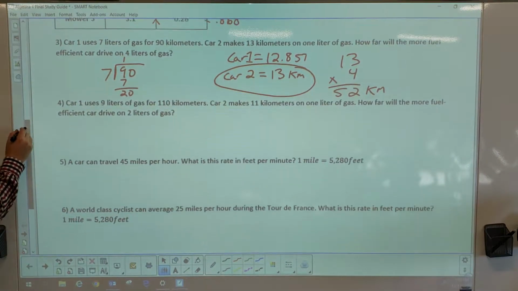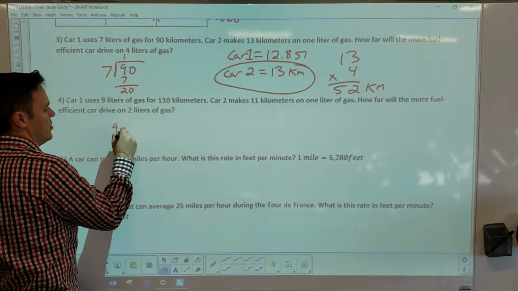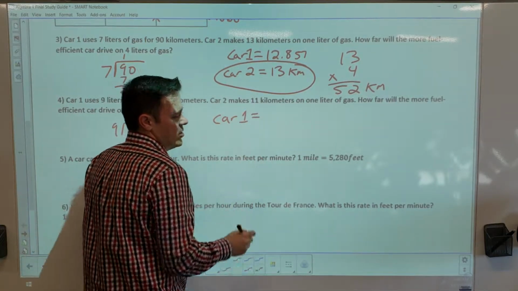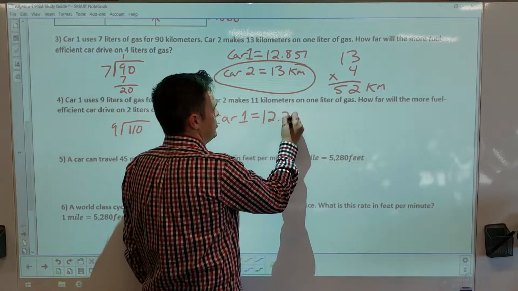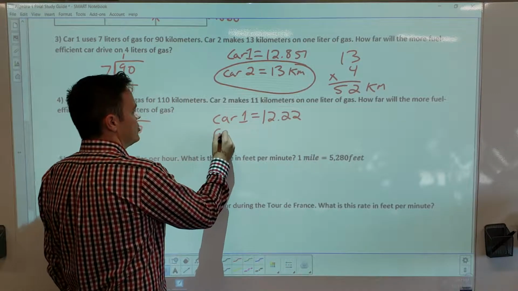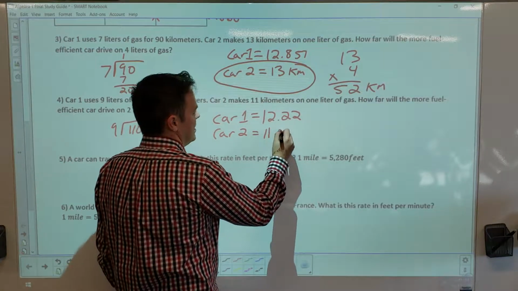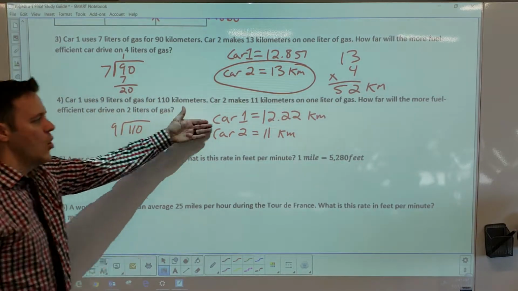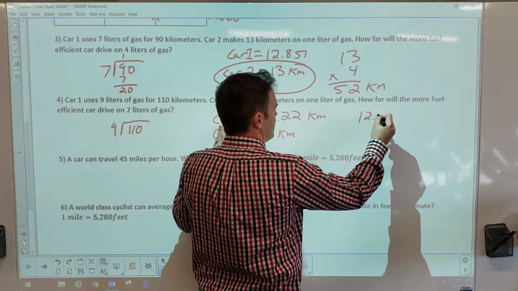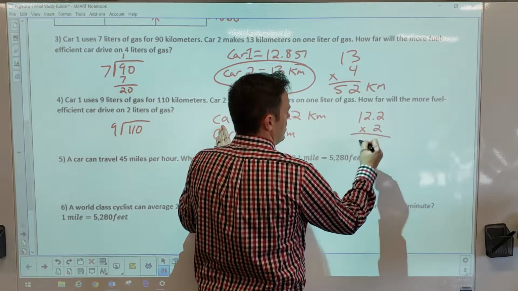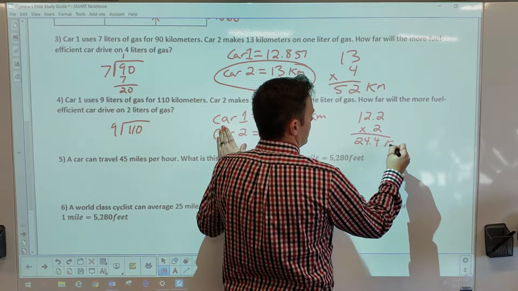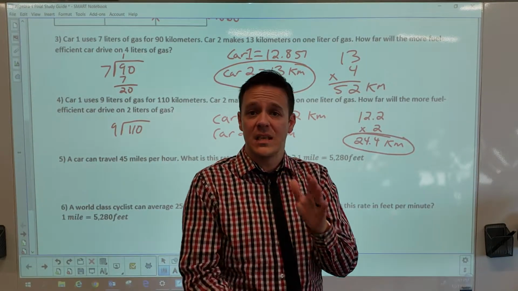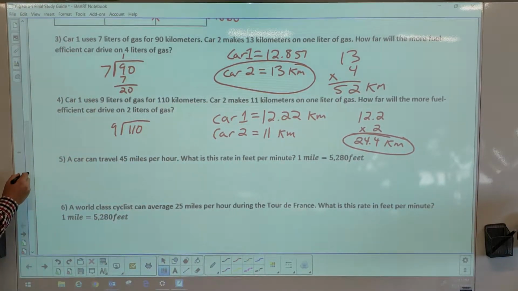Same setup with car 4. All right, 9 liters of gas, so we go 9 divided by 110. Car 1, in this case, is going to be 12.22 when you put it in the calculator. And then car 2 is going to be 11 kilometers. Which one's more fuel efficient? Well, it's car 1. And if you have 2 liters of gas, times that by 2, 24.4. That's how far you can go. Simple math, but I need to make sure you understand the concepts behind it. It's getting there that's the problem.